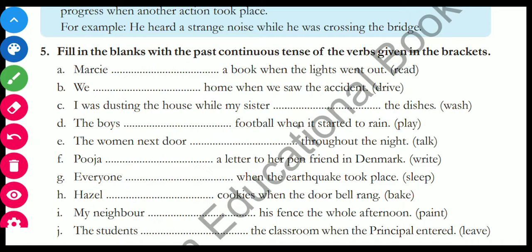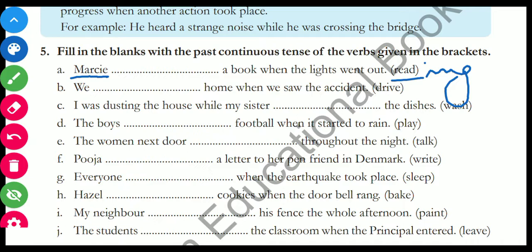And the verb we have over here in the bracket is read. So what is the rule? Mercy is the subject, was or were. We'll place was. Why? Because Mercy is singular. So Mercy was, verb in its ing form, that means read, reading. Okay, so Mercy was reading a book when the lights went out.